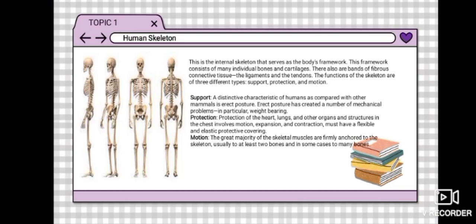Human skeleton. This is the internal skeleton that serves as the body's framework. This framework consists of many individual bones and cartilages. There are also bands of fibrous connective tissue, the ligaments and the tendons. The functions of the skeleton are of three different types: support, protection, and motion.